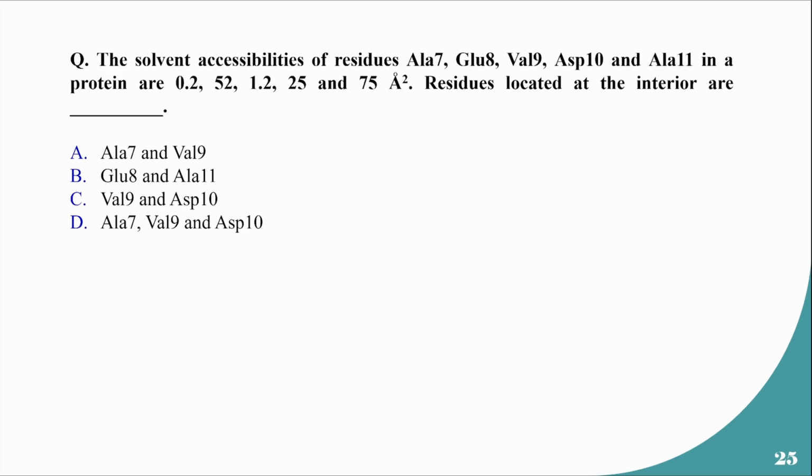So in this case, if you notice the values, I also see some answer A in the chat. So yeah, basically, since alanine 7 has a solvent accessibility of only 0.2 angstrom square, and valine 9 has 1.2 angstrom square, you can expect that those residues are in a pretty buried location where they are not exposed to solvent. So they are present in the interior part of the protein, right? So you can correspond these solvent accessibility values with the location of those residues in the protein also.